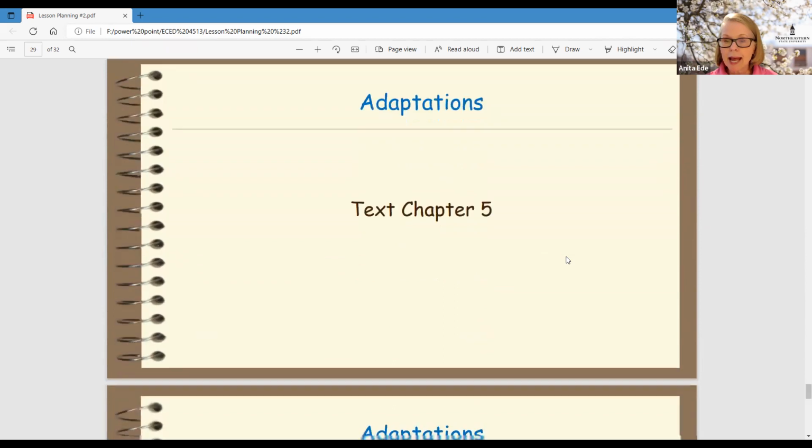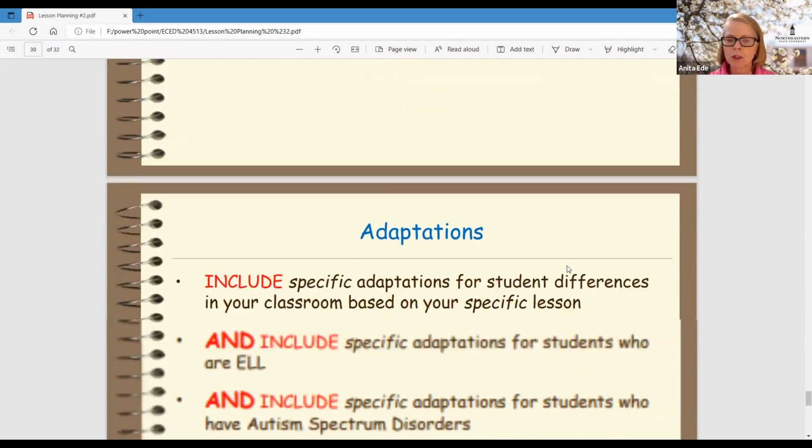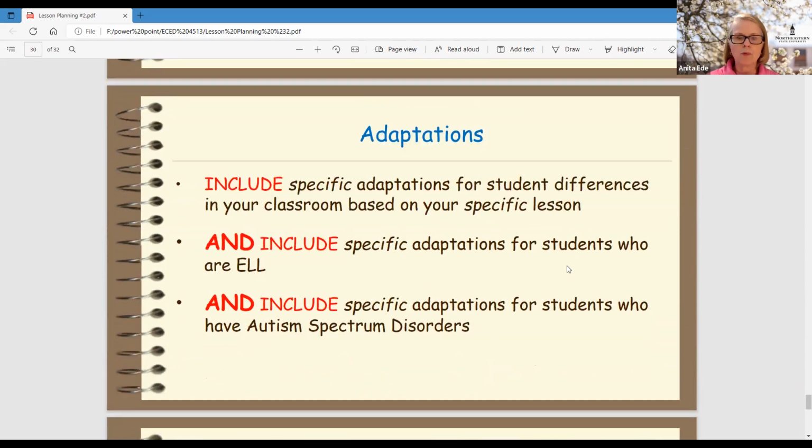So then we go on to adaptations. As we discussed last week, you're going to make adaptations for the instructional materials that you're using in your lesson. That's on your lesson plan. You'll see it, double check. It's right under the Oklahoma Academic Standards and before you get to the introduction. And if you don't have children in your class that need adaptations, then you're going to make adaptations for children on the autism spectrum and children that are English language learners.